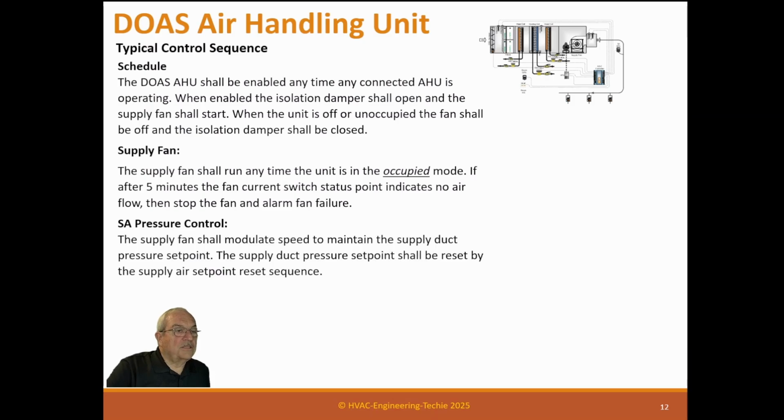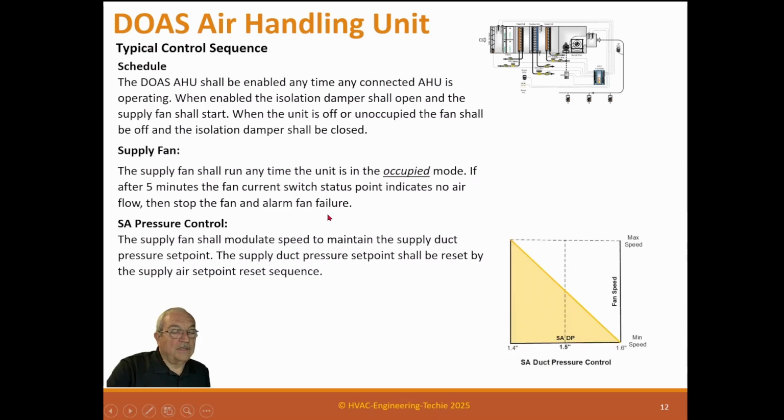The supply fan pressure control. The supply fan should be modulated speed to maintain the supply duct pressure set point. The supply duct pressure set point should be reset by the supply air set point reset sequence. And this is a diagram that we're just saying here that the set point for the supply duct pressure is 1.5 inches. And this is the throttling range from 1.4 to 1.6.